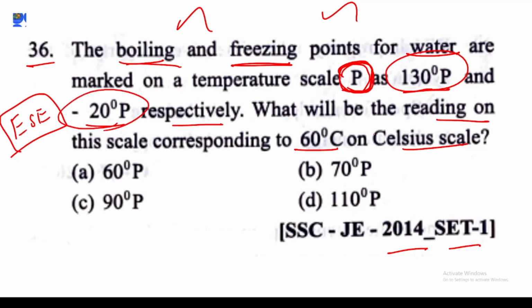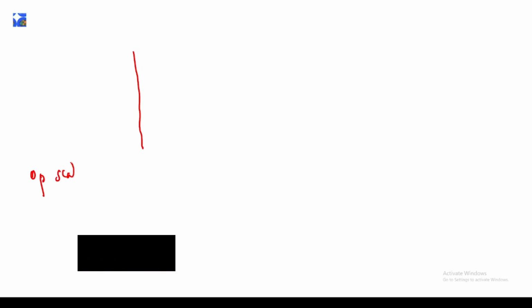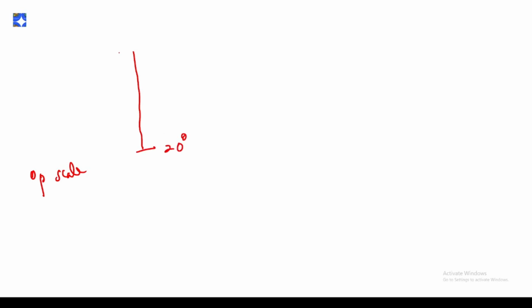They want you to get the reading on this scale for 60 degree Celsius. You have been given four options: option A 60 degree P, option B 70 degree P, option C 90 degree P, and option D 110 degree P. Let me draw a diagram. Whenever you are asked this question, you can draw this diagram so that it is easy. So this is the degree P scale, and as per this, the freezing point is minus 20 degree P and the boiling point is 130 degree P.